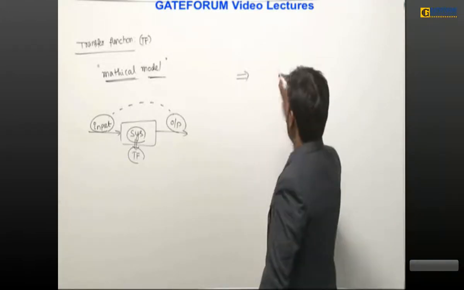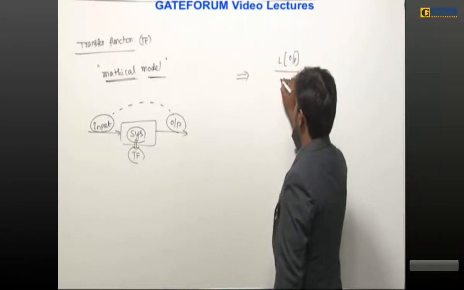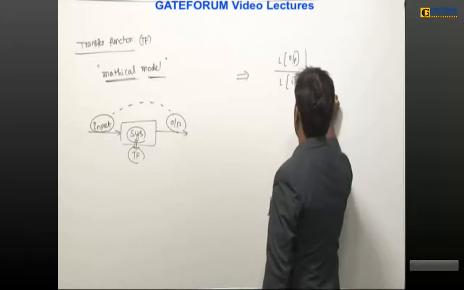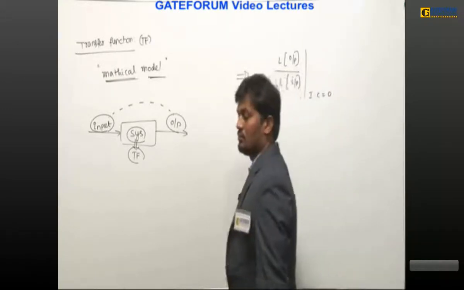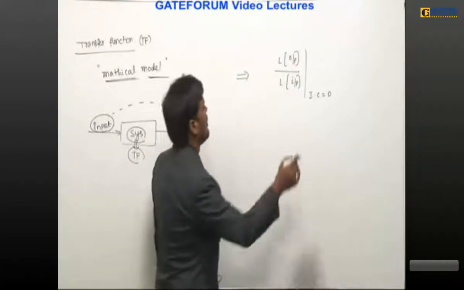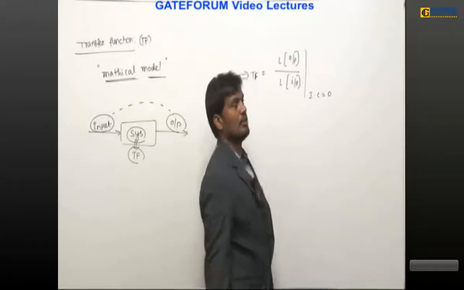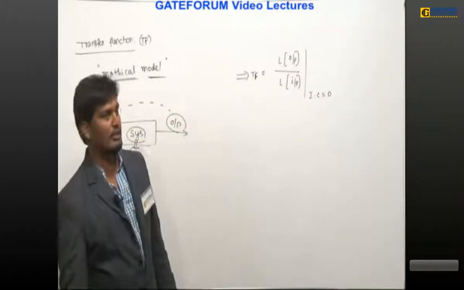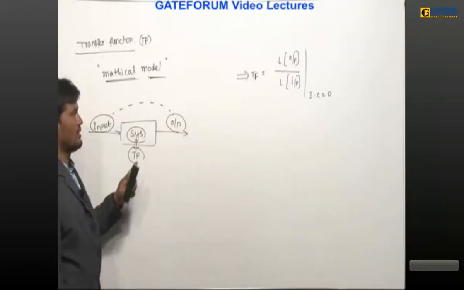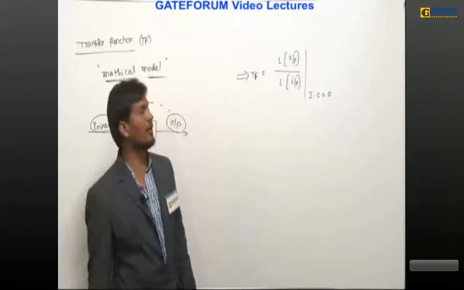it is the ratio of Laplace of output to Laplace of input by assuming initial conditions are zero. According to mathematical standards, input is always the cause, therefore it is written in the denominator. Output is always the effect, that will be written in the numerator, right?